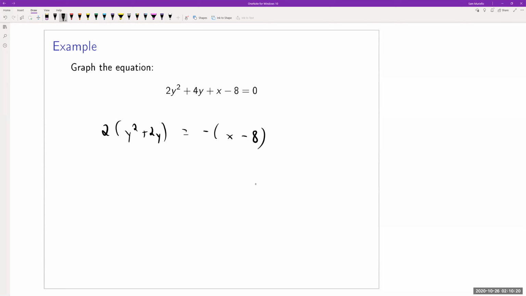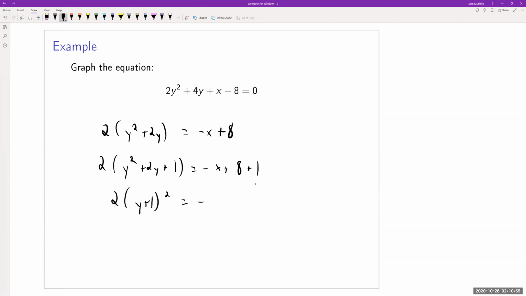The reason we want to pull this out is because we want it to look most like the form. And in the form, it's just x minus, not negative x. So we'll go ahead and we'll complete the square. Let's actually, before we do this, let's leave this out on this side. So negative x plus 8 for the moment, and we'll complete the square first. 2y squared plus 2y plus 1, negative x plus 8 plus 1 here. This will give us 2 times y plus 1 squared is equal to negative x plus 9.